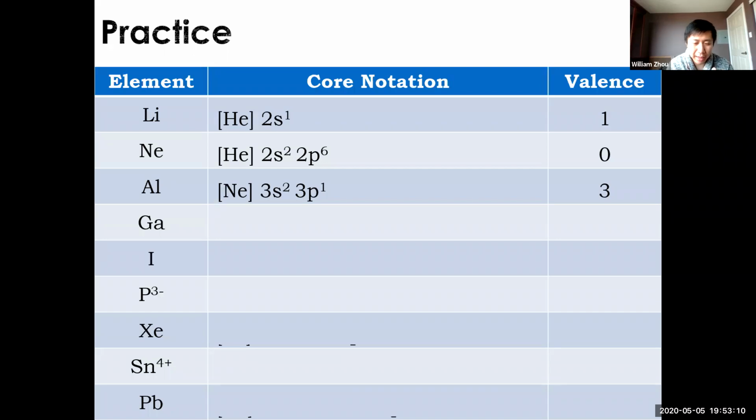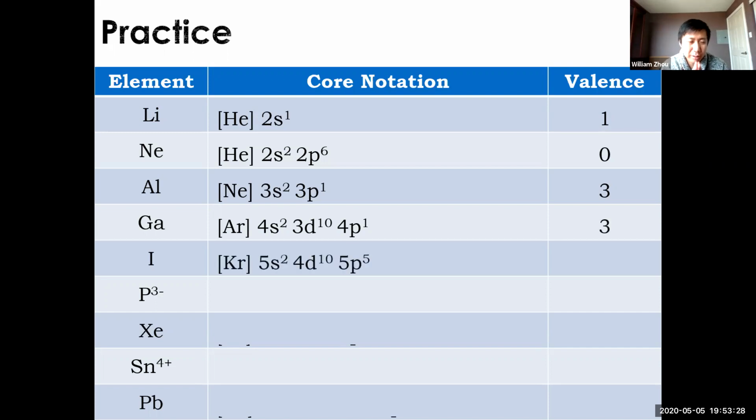Okay. Gallium, you have 4s2, 3d10, 4p1. The 3d10 does not count because it's full d. So you cross that out, 2 plus 1, 3. All right, and iodine, that's a halogen. The 4d10 doesn't count because it's a full d. So 5 plus 2 is 7. Again, all halogens have 7 valence electrons.